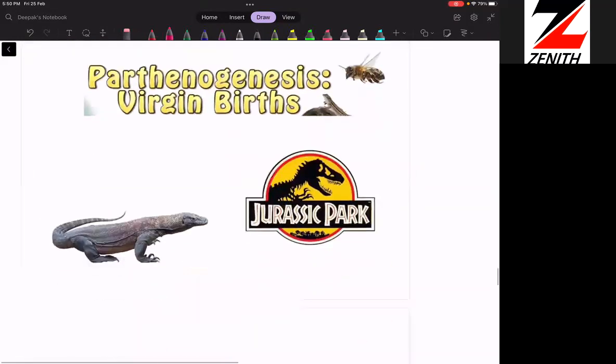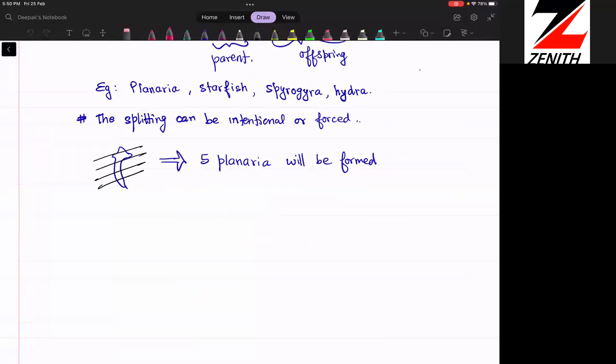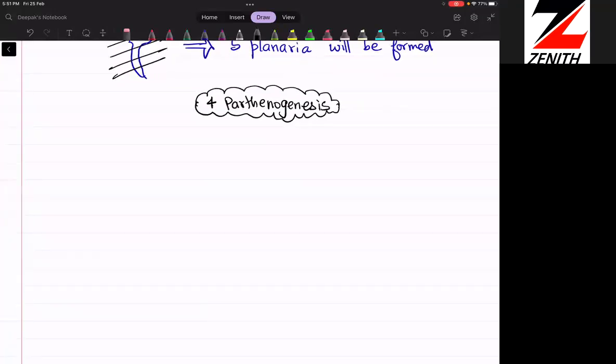Okay. The fourth and last one is parthenogenesis. Where does regeneration come then? Yes. Regeneration, that's what I was saying. Regeneration is not a mode of reproduction. Regeneration is when a part of the body is growing back.